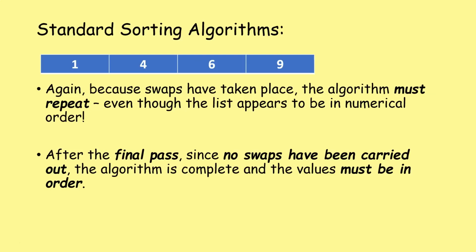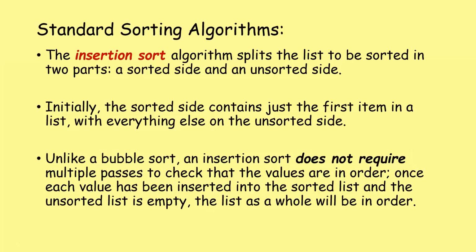The insertion sort algorithm splits the list to be sorted into two parts, a sorted side and an unsorted side. Initially, the sorted side contains just the first item in the list, with everything else on the unsorted side. Unlike a bubble sort, an insertion sort does not require multiple passes to check that the values are in order. Once each value has been inserted into the sorted list, and the unsorted list is empty, the list as a whole will be in order.